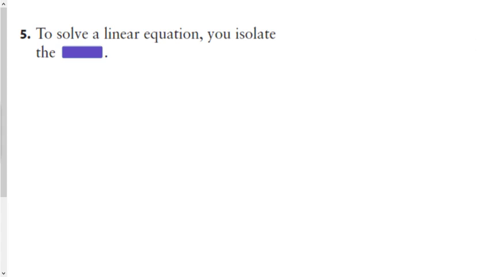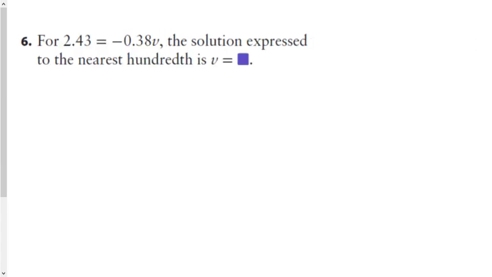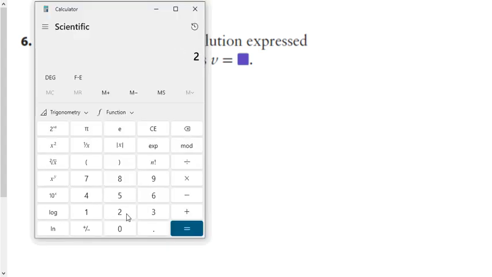Question 5, to solve a linear equation, you isolate the variable. Question 6, for 2.43 equals negative 0.38v, the solution expressed to the nearest hundredth is v equals something. So we're going to solve it by dividing both sides by this. When I grab my calculator, 2.43 divided by 0.38 equals a big long decimal.